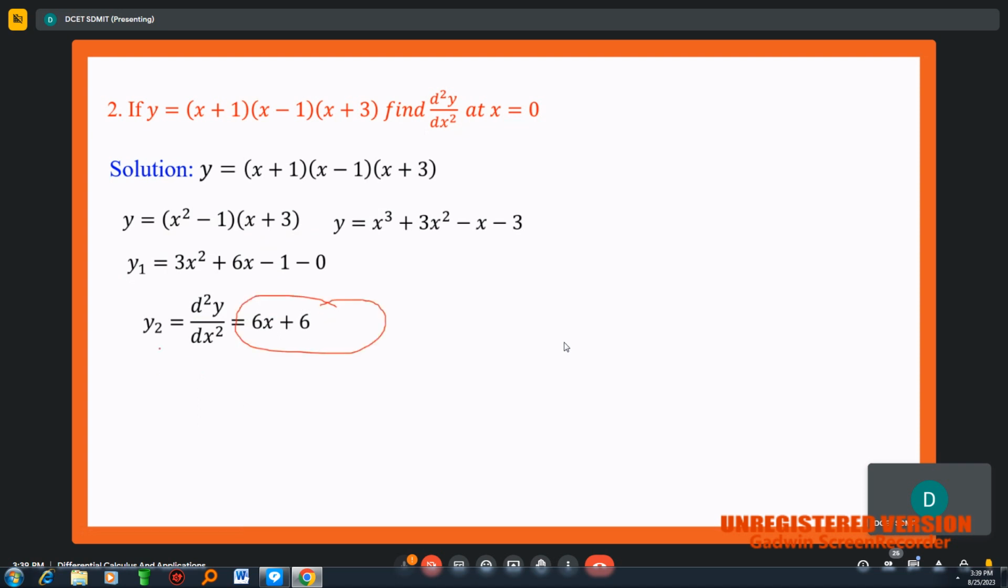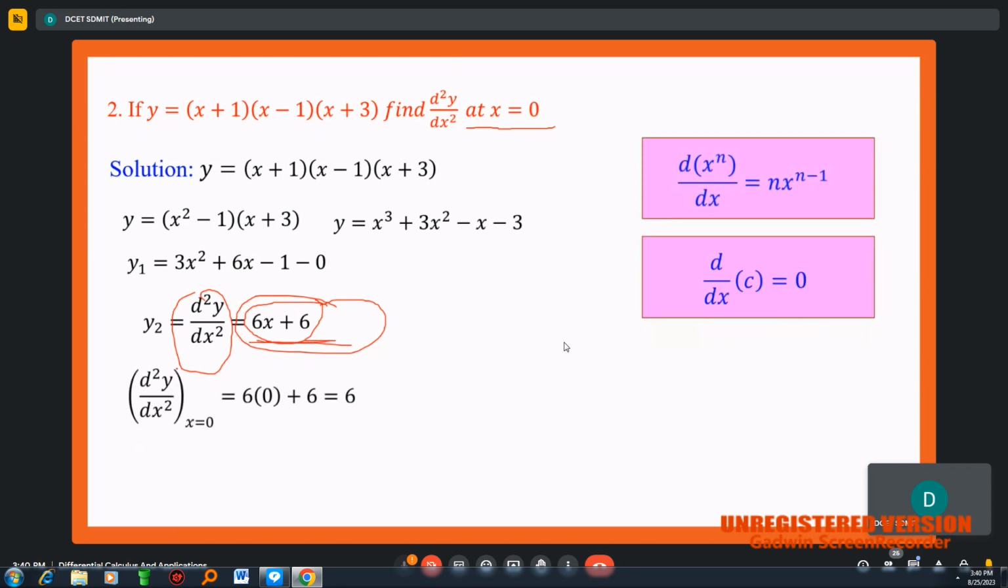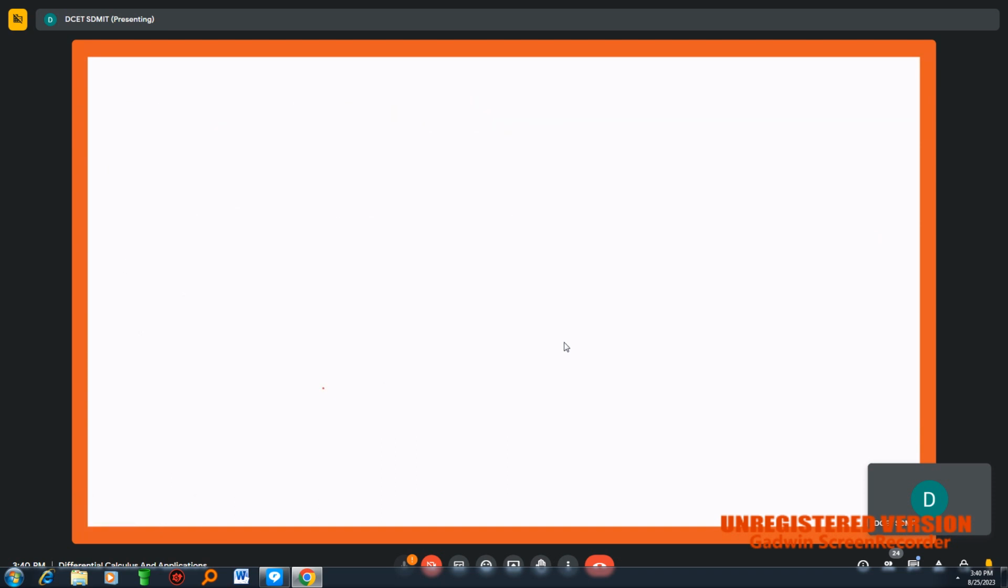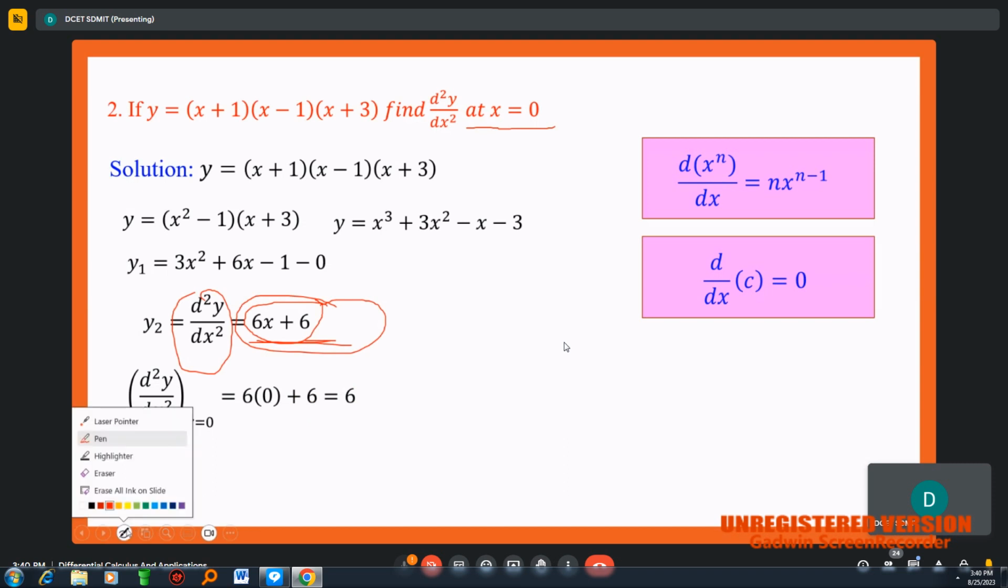Now after finding the second derivative, one more question is to find d square y by dx square at the point x is equal to 0. That means d square y by dx square is equal to 6x plus 6, which we are getting. At the point x is equal to 0, we have to substitute x is equal to 0. That is d square y by dx square is equal to 6 into 0 plus 6, which is nothing but 6. This is the required solution of the problem.